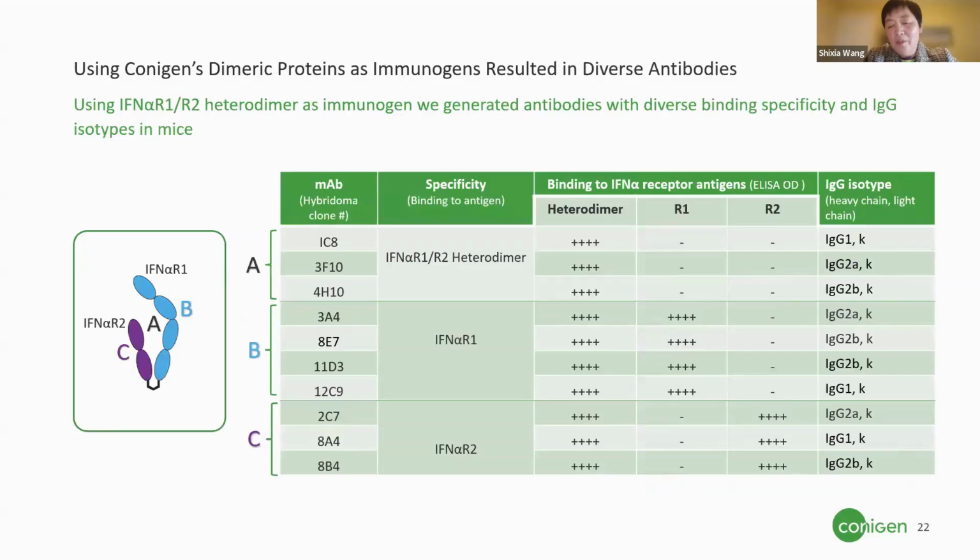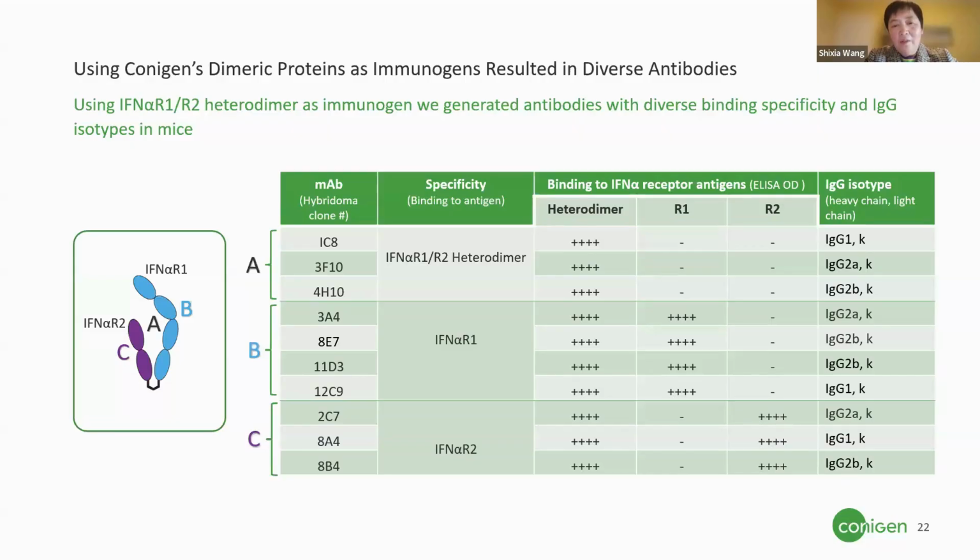Next, to see whether the dimer protein is immunogenic, we tested the immunogenicity. We used the dimer protein with adjuvant to immunize mice, and generated very high titers of antibody in mice. Furthermore, we used hybridoma technology and isolated monoclonal antibodies. This group of antibodies can have different specificities.